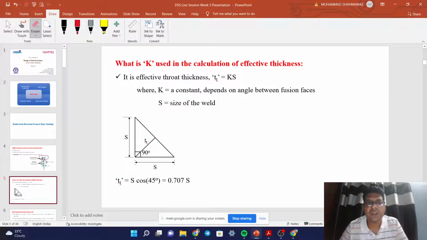Now one of the students on the discussion forum has asked what the term K is, meaning the coefficient K which we use in the calculation of effective throat thickness. Is this student present here in this live session? If you are present, then you can interact with me.